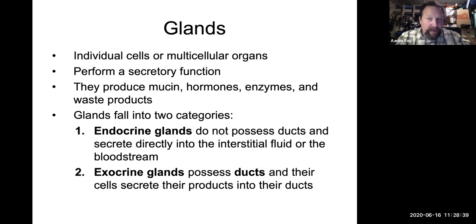Endocrine glands do not have ducts, and what they do is when they produce a compound, they don't dump it into a tube, they dump it into your blood. So the bloodstream is the mechanism of transportation for endocrine glands. A classic example of that is hormones. Your hypothalamus and your pituitary are endocrine glands because they produce hormones, dump them into your blood, and the blood carries the hormone wherever it needs to go.